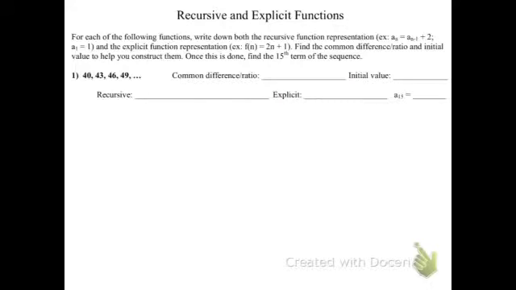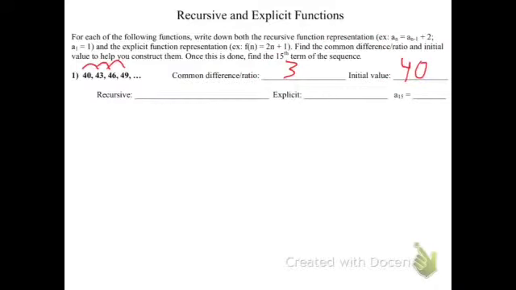That's what a sub 15 means, the 15th term in the sequence. Okay, so let's start with these first two bits here. On my pattern here, it's add 3 each time. So my common difference is 3, because it's plus 3 each time. And the initial value is the first term in the sequence. That's 40.